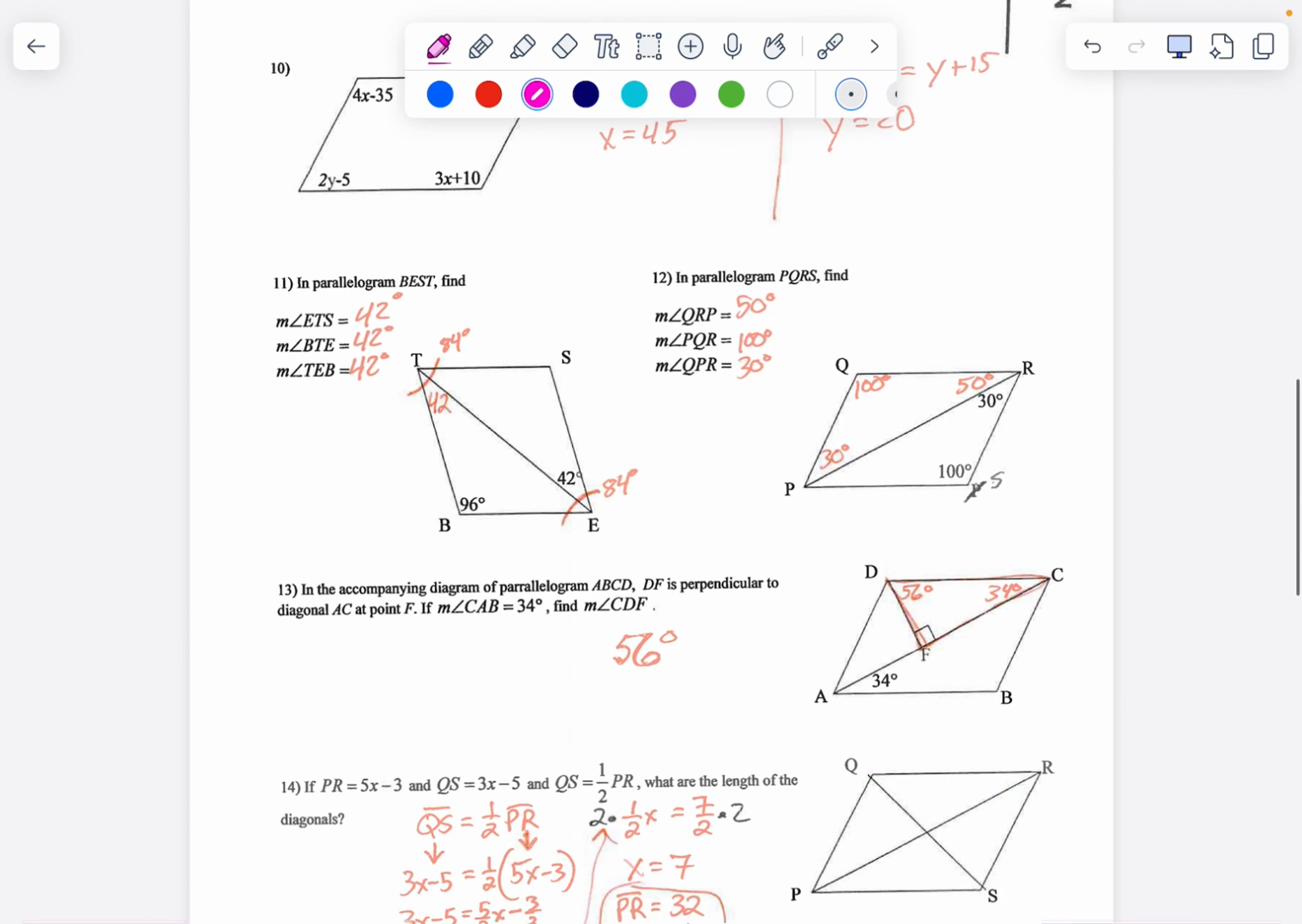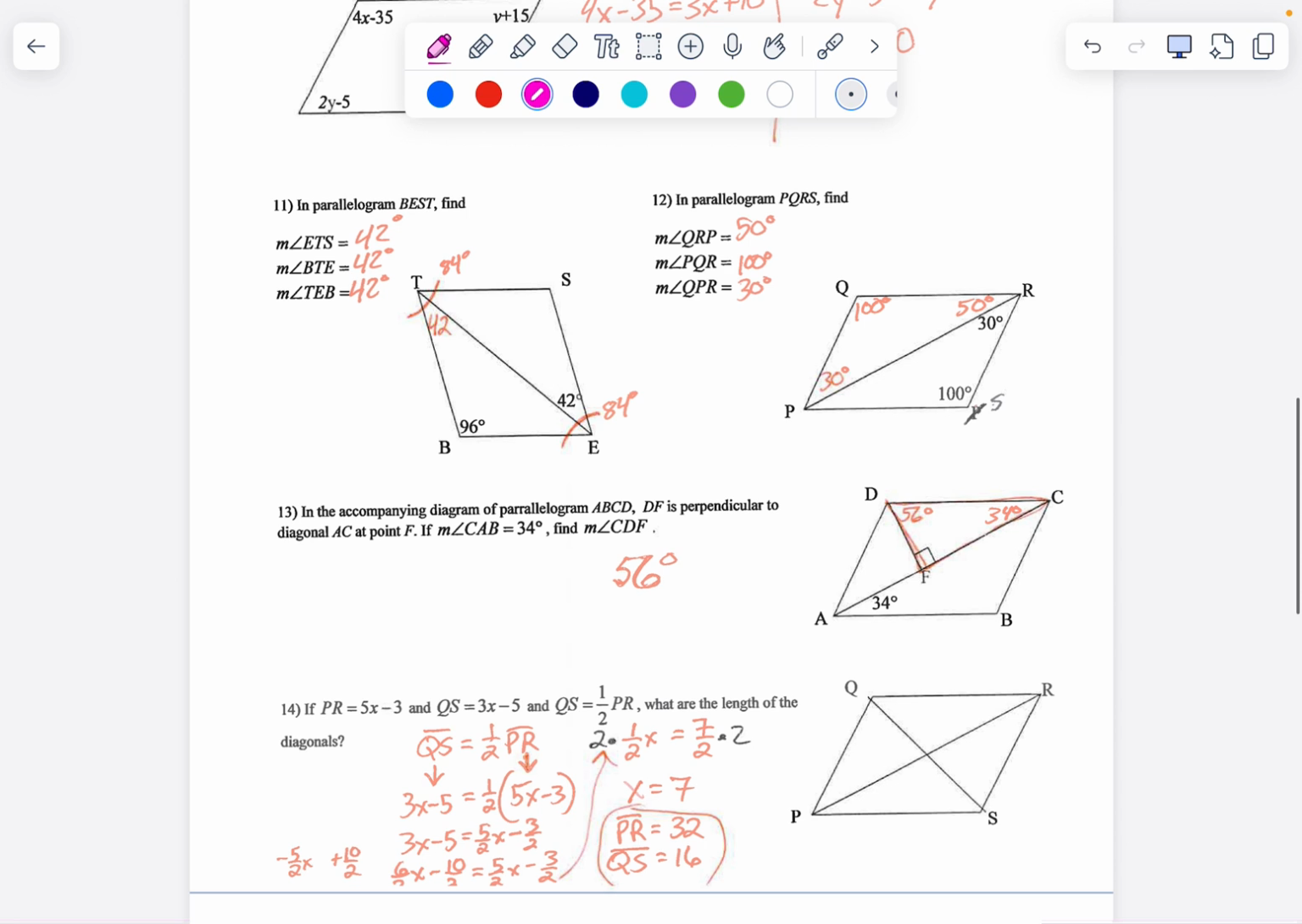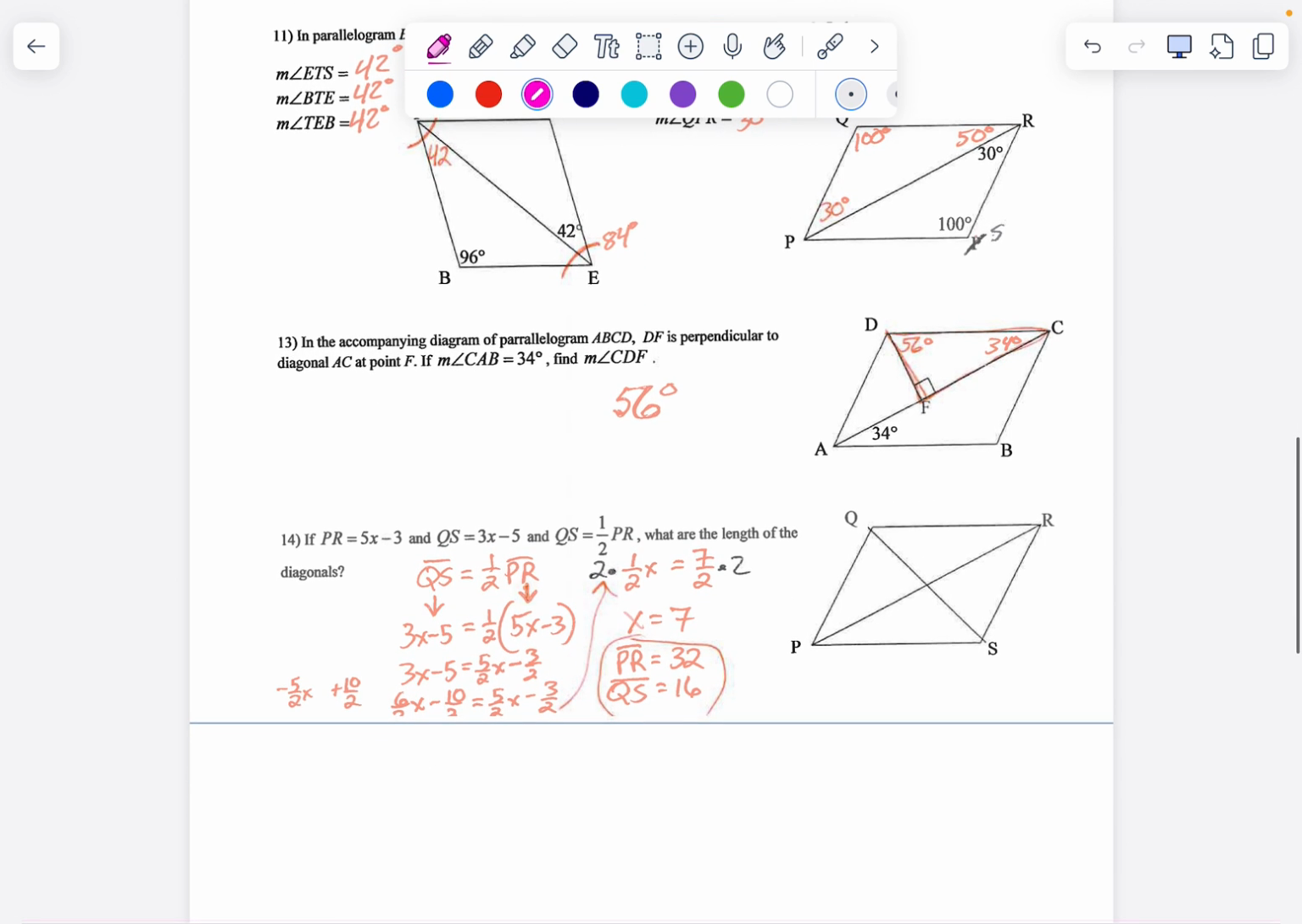Number 11, all those answers were 42. What are we using there? Yeah, say it. Alternate interior angles. We talked about that yesterday being a thing you might use. Okay, number 13. Should have got 56 for angle CDF. And again, alternate interior angles to copy the 34. And then just use the triangle angle sum for 56. So overall, fist to 5 on parallelograms. This is basically all the solving except for proofs. So hold those up.